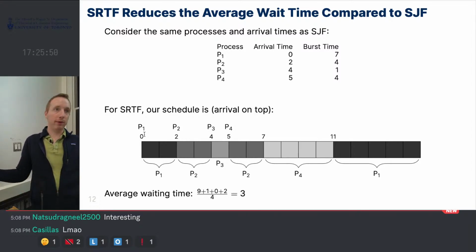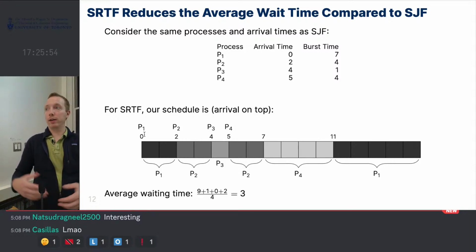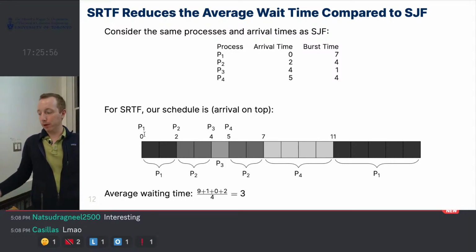So that total time was 16 time units. So if you want to figure out the waiting time, just subtract its burst time from that total time. So 16 minus 7, well, that's 9, so it must have been waiting for 9 time units.